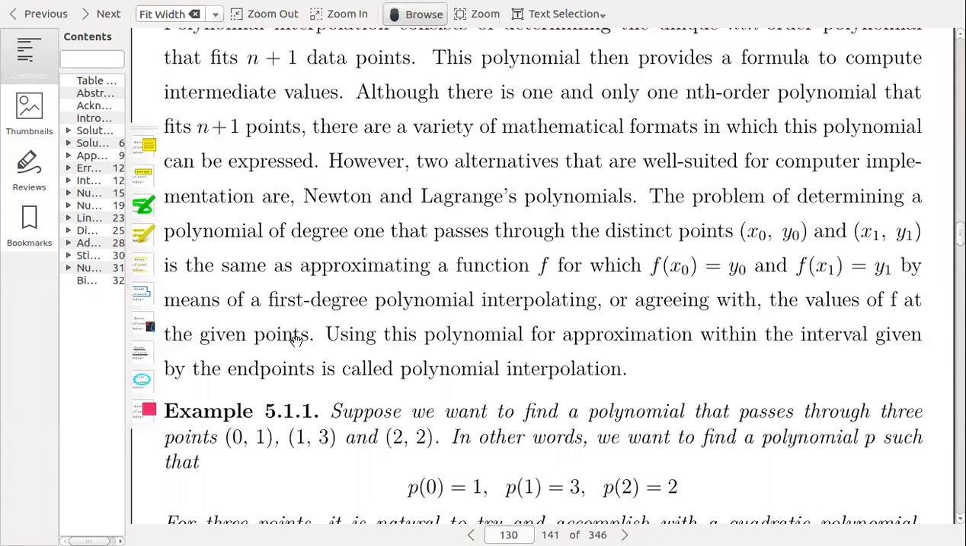So it means if we are given 2 points, we need to construct a function that fits these 2 points. Or in other words, we need to construct a polynomial of degree 1 that can fit these 2 given points. Using this polynomial for approximation within the interval given by the endpoints is called polynomial interpolation. So if we use this polynomial to predict the data, that we call polynomial interpolation.